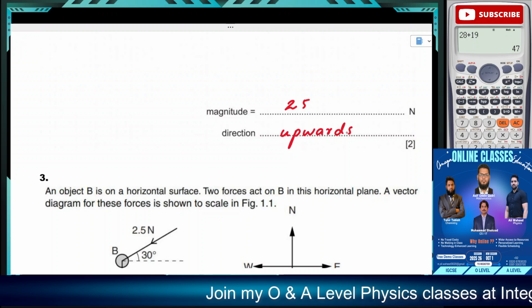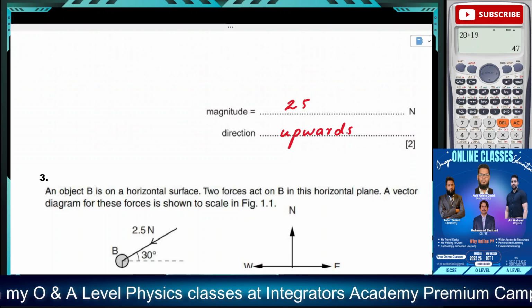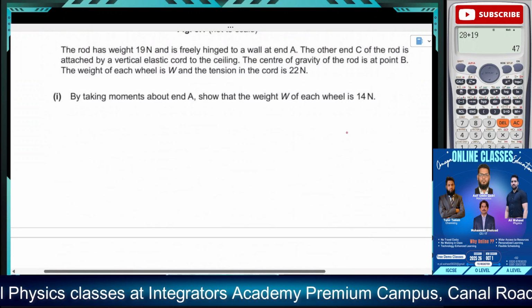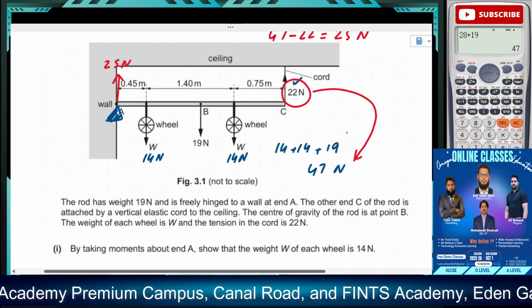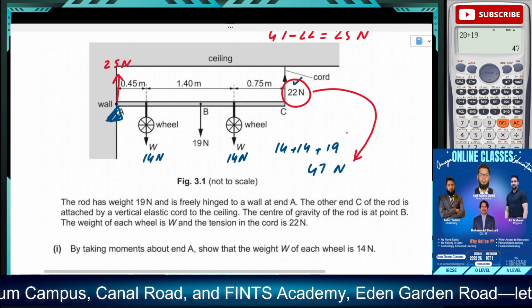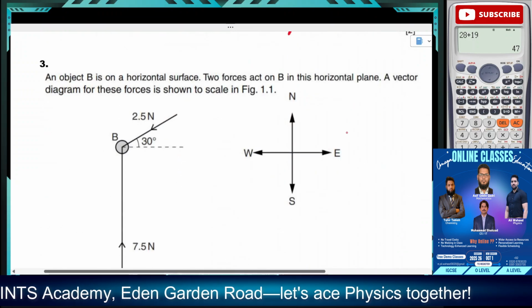So 25 Newton and upward. How do we know upward? Because initially the downward force was greater, so the force has to be upward. Only then total upward force would equal total downward force. Let's move on to the next one.